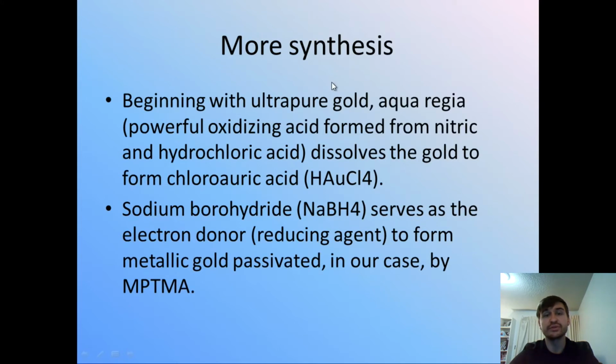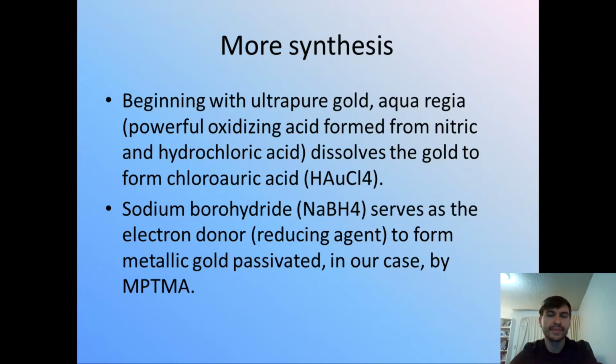For a beginning, we start with ultra-pure gold, and then we use a powerful oxidizing acid called aqua regia. It's a combination of nitric and hydrochloric acid, and it is one of the few things that is able to dissolve gold, and it forms chloroauric acid. Basically, gold 3+ is surrounded by chlorine, that's the ligand, to protect it. Aqua regia roughly translates to the king's water, because gold was a noble metal, and the king is the noble.